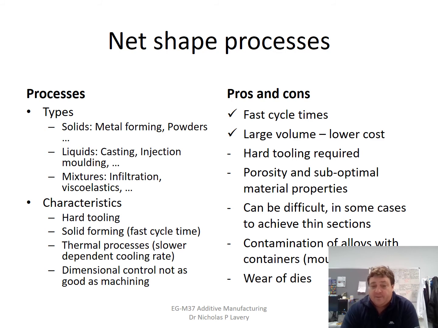Sometimes achieving net shape can be very difficult, particularly for thin sections. And because you use molds and dies to form the shape, you can often get contamination of the alloy. Reactive alloys like titaniums and aluminiums can often get contaminated by the mold that you're using. And over time, with processes like investment casting or injection molding, you also get wear of dies, which have to be replaced, and these can often be very expensive to prepare.